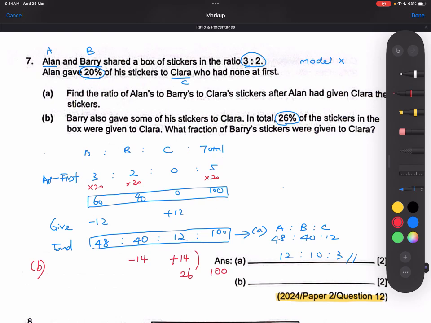This round, Alan did nothing. So Alan will continue to have 48 stickers. Let's indicate this as N2. Barry will have 26 stickers. Clara 26, total 100.